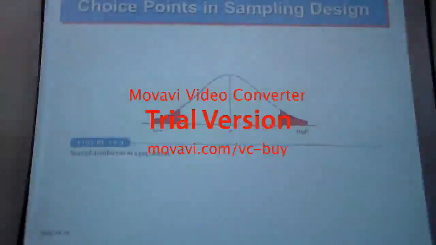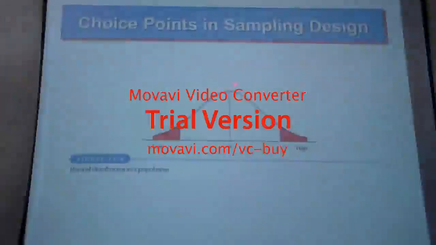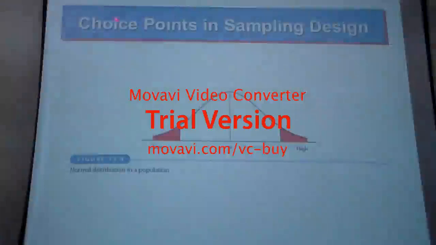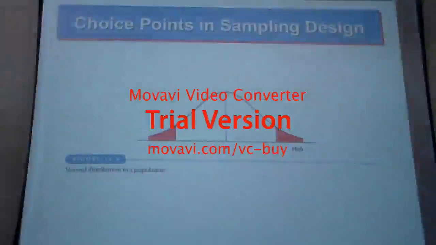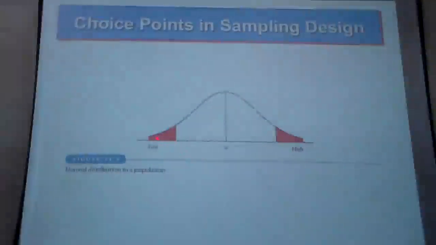Choice points in sampling design. This is just an example of a normal distribution for the population. This is the mu, which is the mean. What are the points of choice in sampling design? Here it's highlighted in red, in the low and the high values of the distribution.